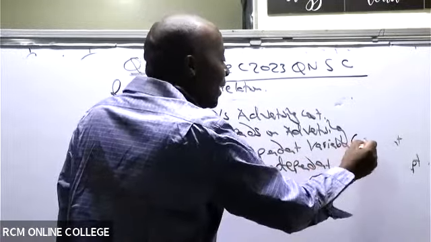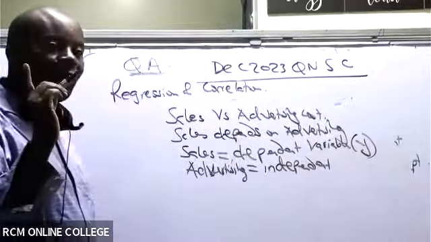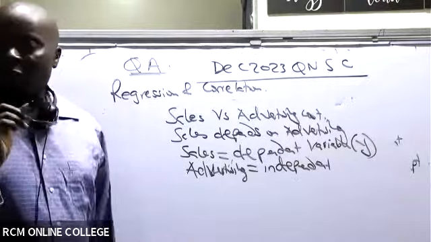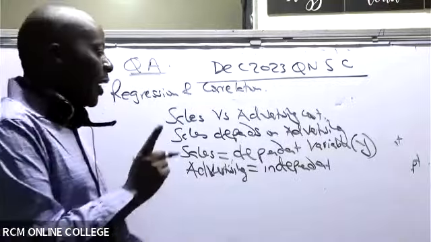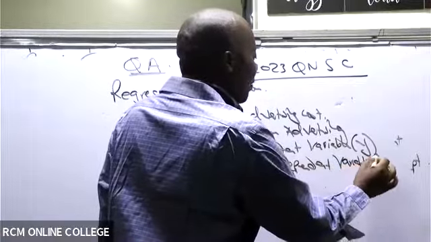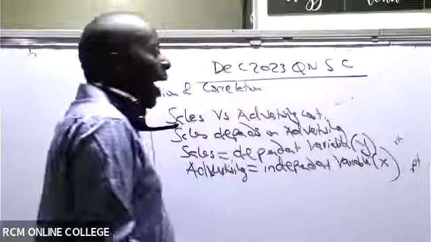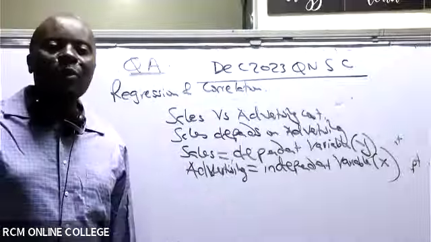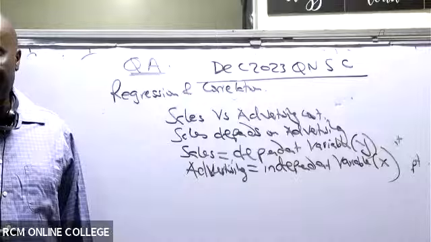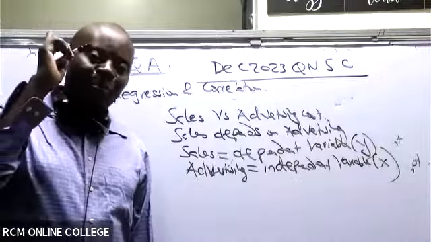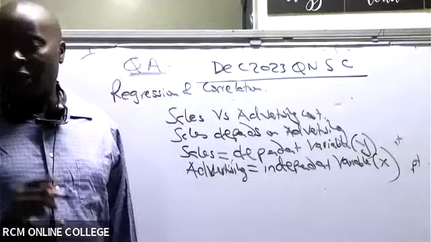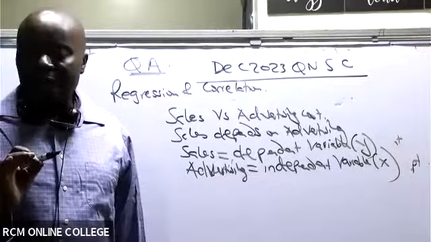Remember, the dependent variable is always your Y variable. And then we have an independent variable, which will be your X. So always remember, dependent is Y and independent is X.